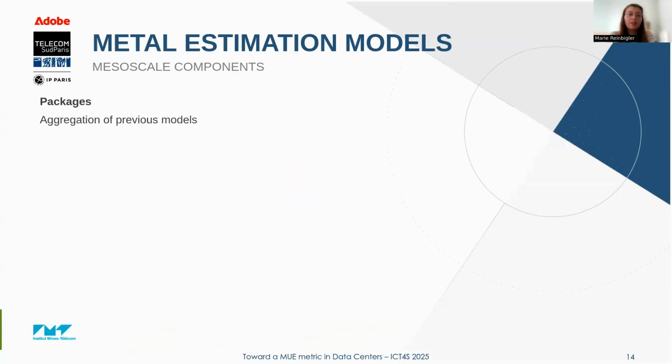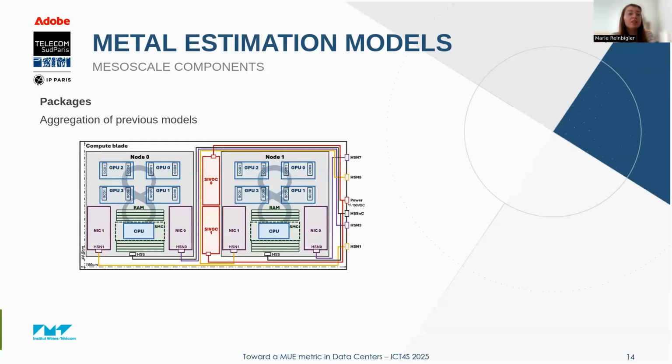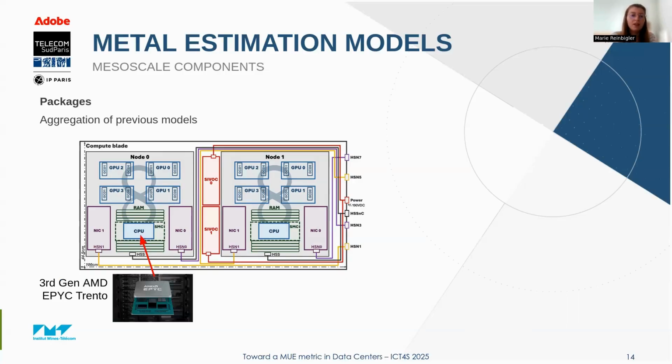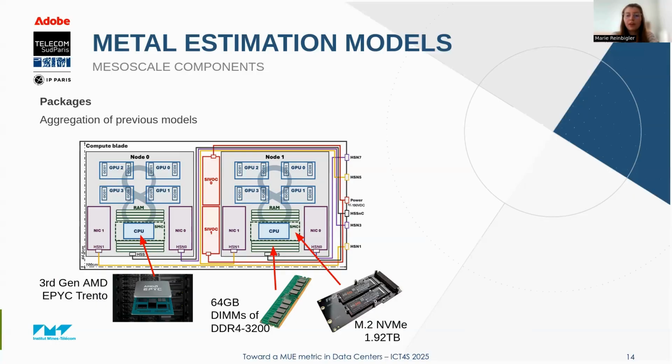Now, let's focus on packages, which actually are the result of the aggregation of all the previously presented models. But what is important is to actually be able to identify the exact reference of each of the components inside the blade. So here, for example, we have the AMD EPIC Trento for the CPU, 64 GB of DDR4 RAM for the CPU. We had also NVMEs of about 2 terabytes.